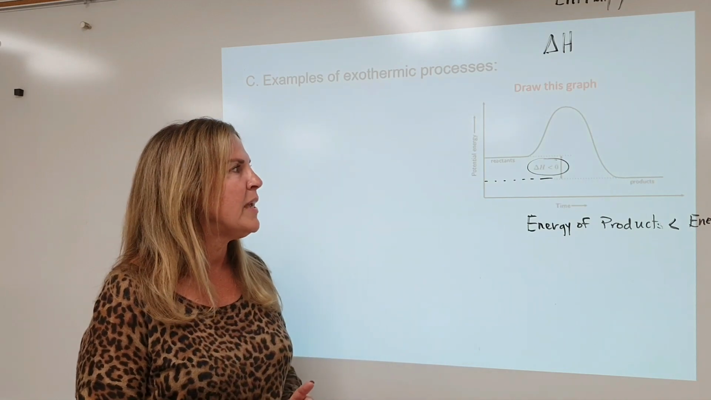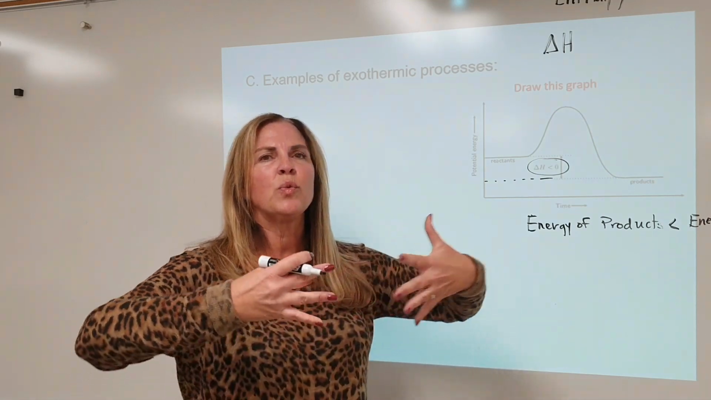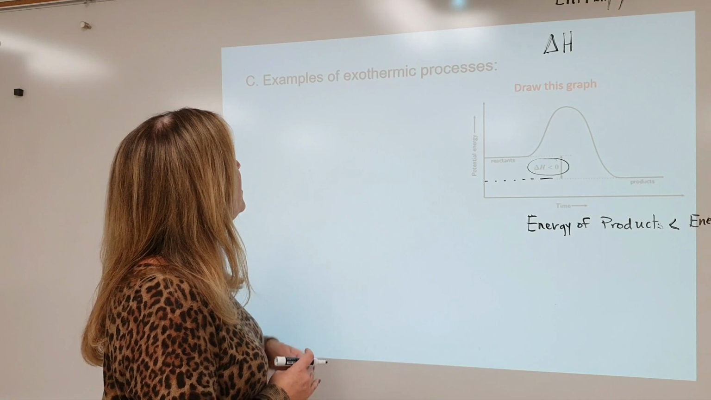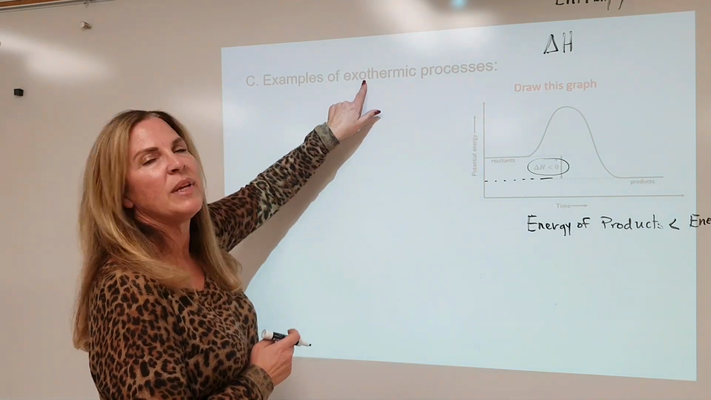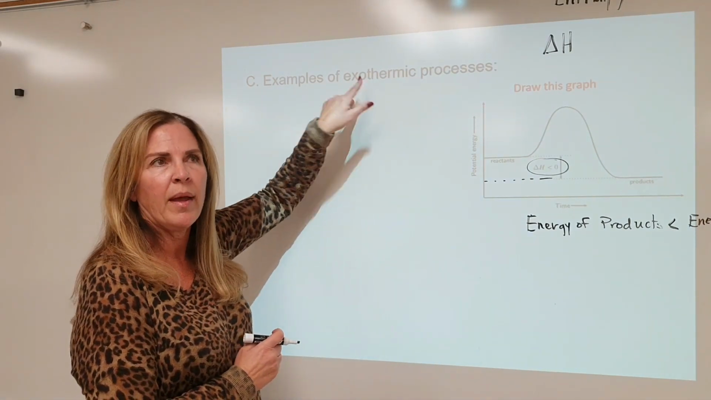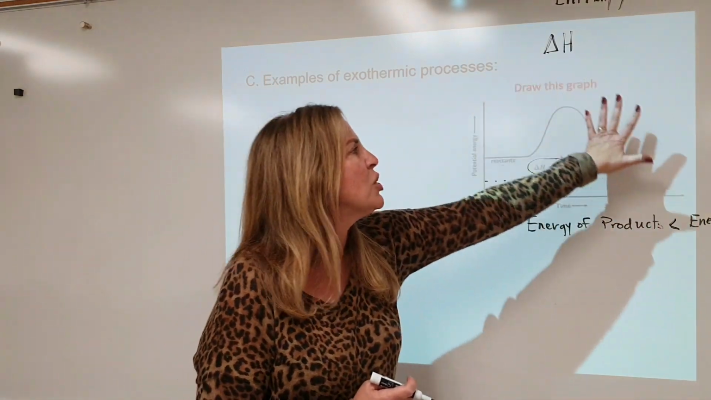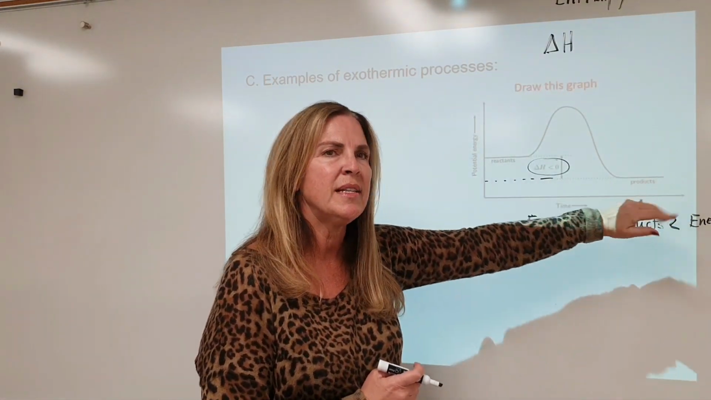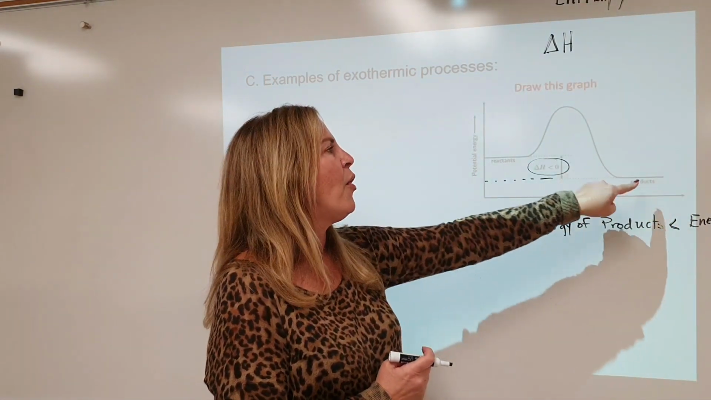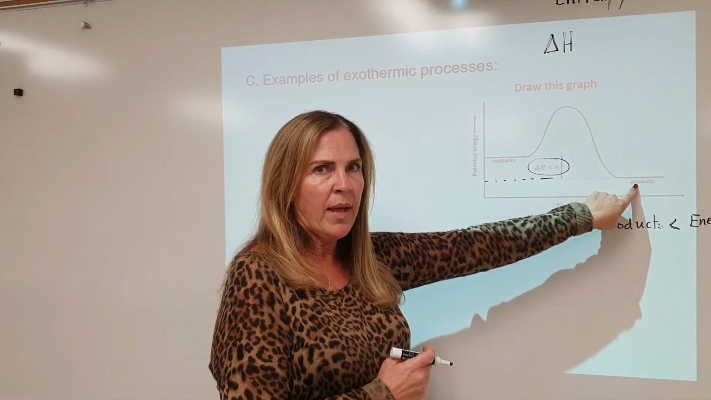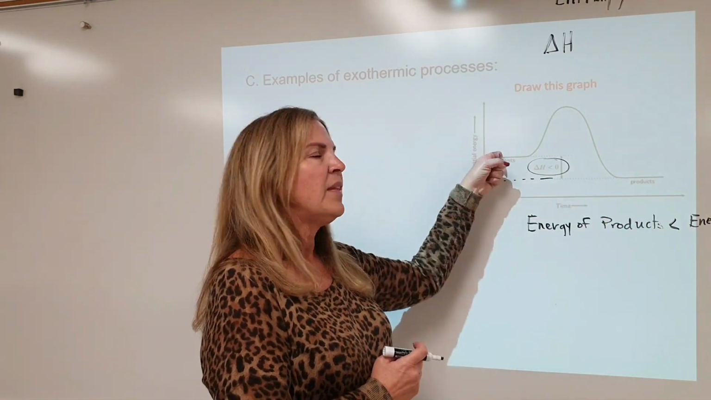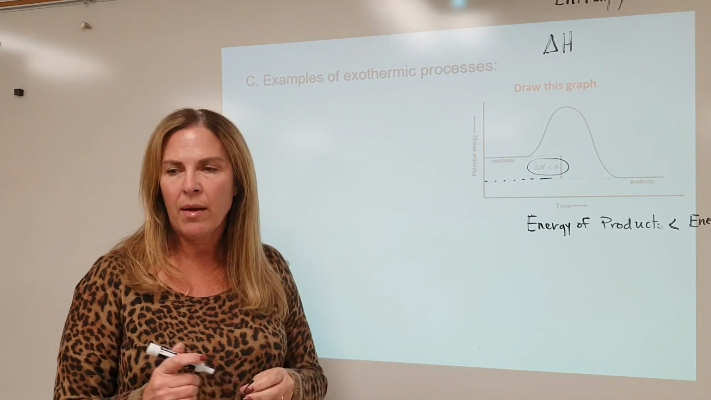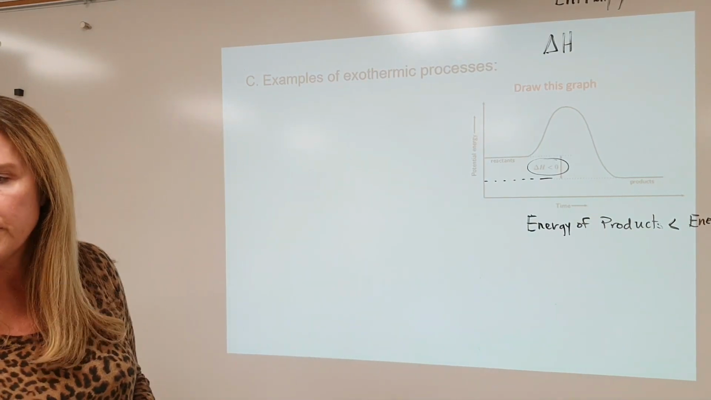And what this really means is that energy is released in this reaction. So we're going to take a look at some examples of exothermic processes. Their potential energy diagram would be similar to this, in that in every one of them, the energy of the products is going to be lower than the energy of the reactants because they are releasing heat.